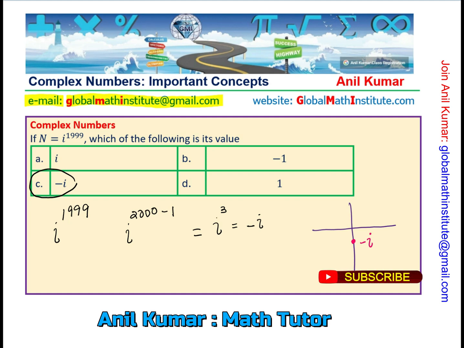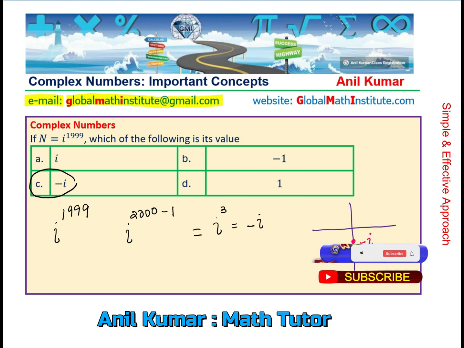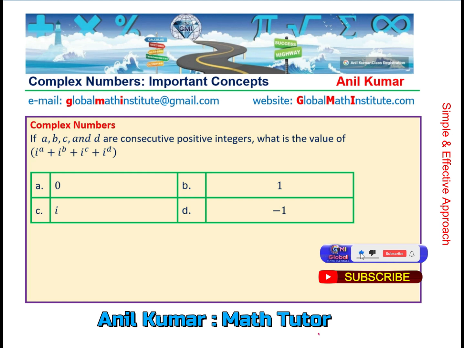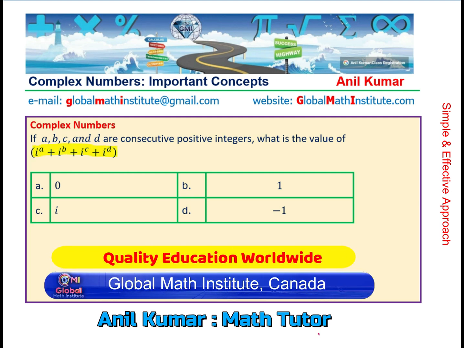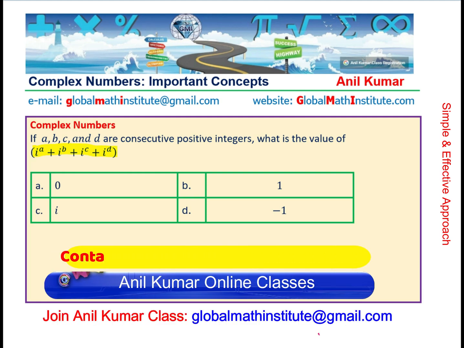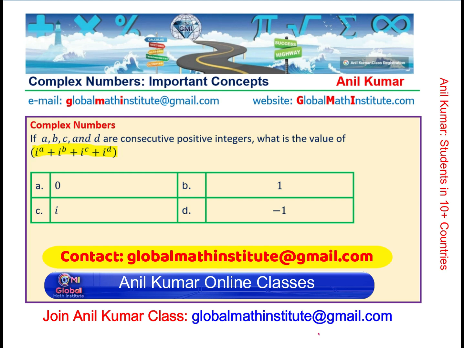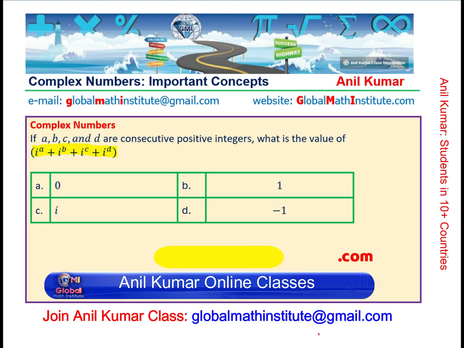So, with this concept in mind, let us answer the questions. Here, if A, B, C, and D are consecutive positive integers, what is the value of i to the power of A plus i to the power of B plus i to the power of C plus i to the power of D? Basically, we are looking for the four numbers in sequence, right?